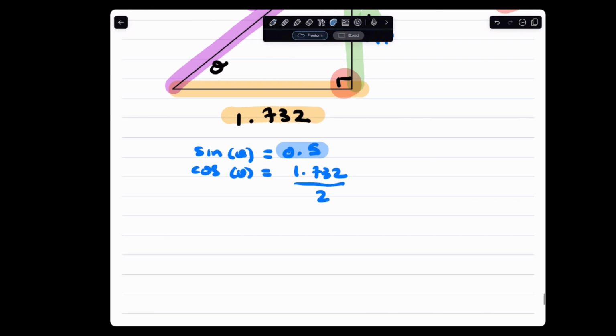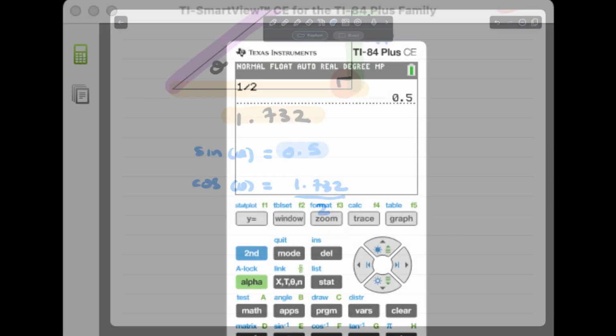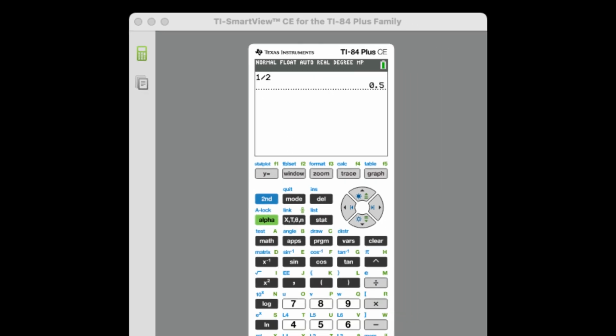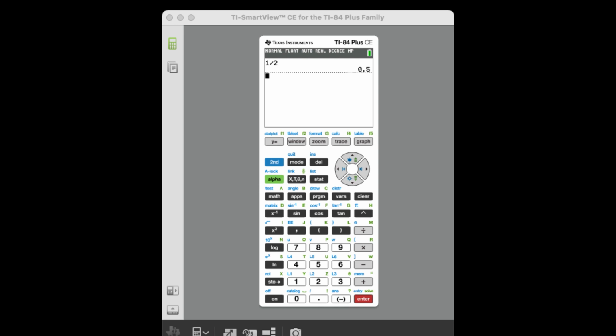So how would you write this answer if it's as a decimal? Anybody know? How do you write that answer? In your TI or in your calculator, what would you do? You're going to write this as 1.732 divided by 2. And what do you end up with? 0.866. What is this to the nearest, I should say what? Hundredths.